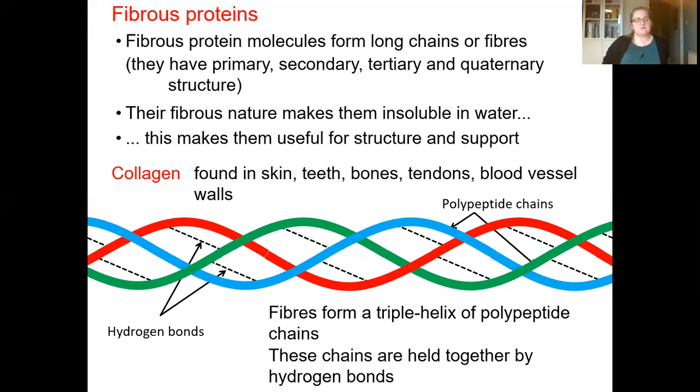Transport proteins are going to usually be globular. Cell signaling, again, going to be globular. Enzymes, globular. Antibodies, globular. Structural, fibrous. That's sort of how it works, just because of the basis and how they fold.